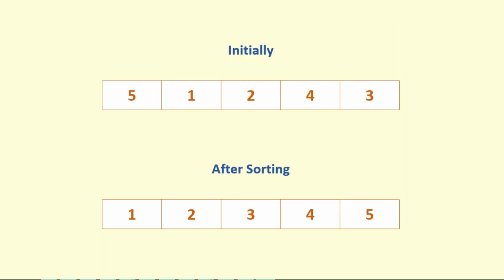So, the larger elements keep rising to their correct position with each pass, and this bubbling effect is what gives the algorithm its name. That is bubble sort. Is it a bit tricky to grasp? Don't worry. Let's simplify it with a real-life example.